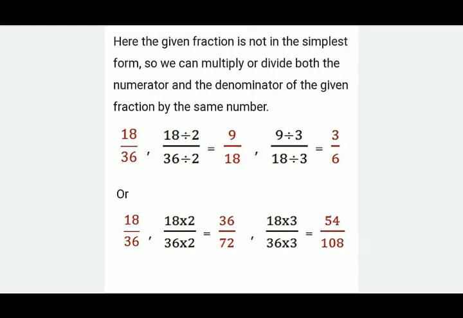You can also multiply 18 by 36 with 2 and 3. So 18 2s are 36 and 36 2s are 72. So the one equivalent fraction we will get is 36 by 72. Now again 18 and 36 we will multiply by 3, both numerator and denominator. So 18 multiplied by 3 is equal to 54 and 36 multiplied by 3 is equal to 108. So the second equivalent fraction is 54 by 108.